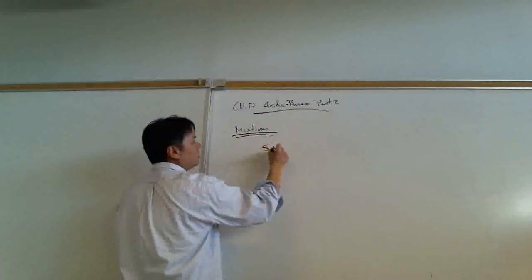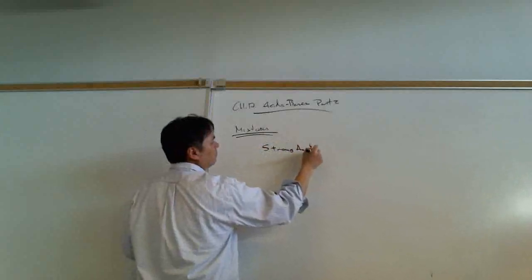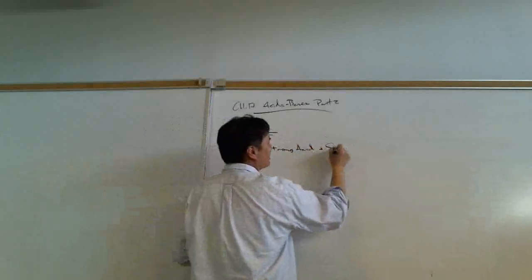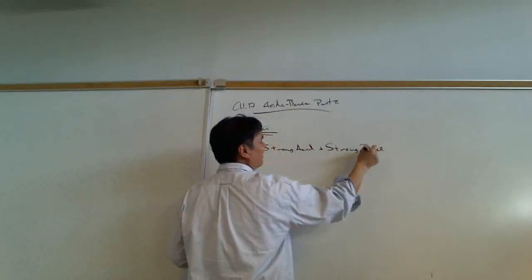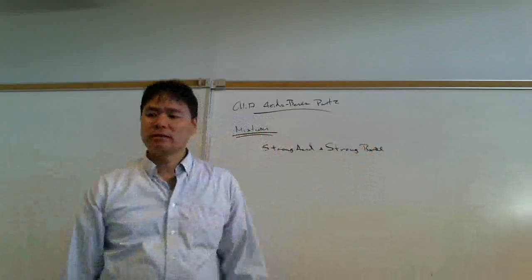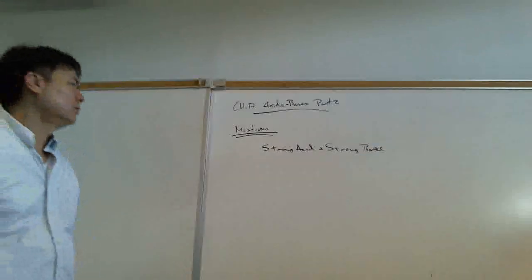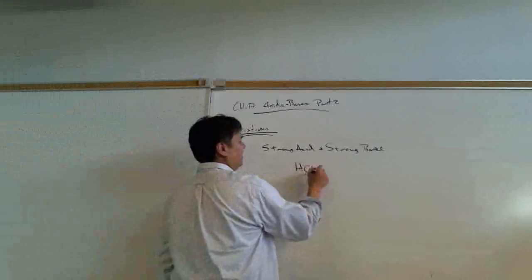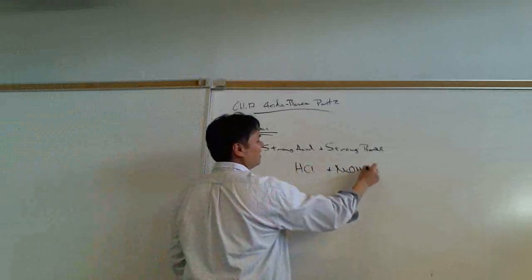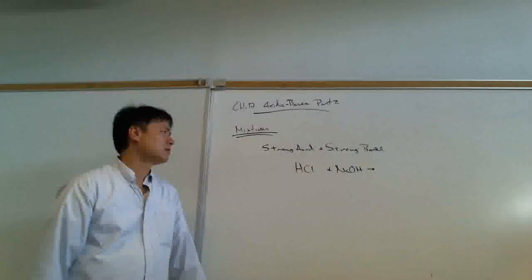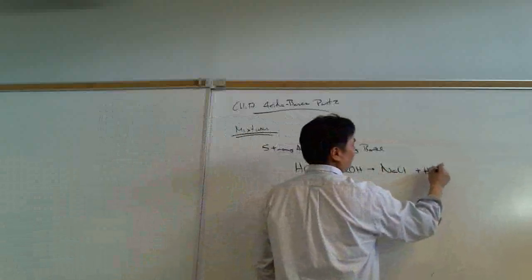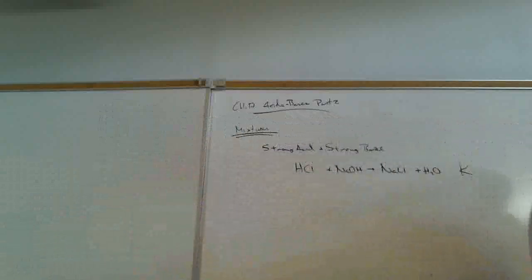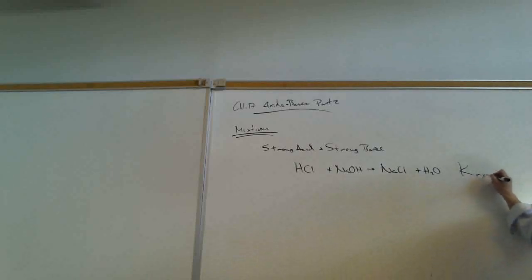Mixtures would be like a strong acid plus a strong base. Strong acid plus a strong base. So we would have something like HCl plus sodium hydroxide. What do we get for this? Well, you know what we get for this. Sodium chloride and water. Is this a Ka or Kb? No, neither. This is a K reaction.